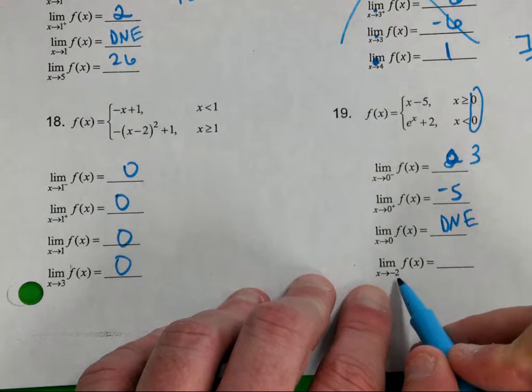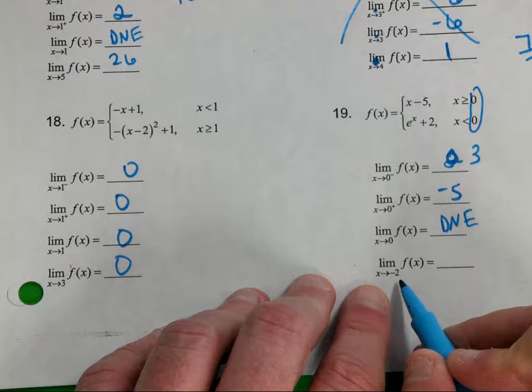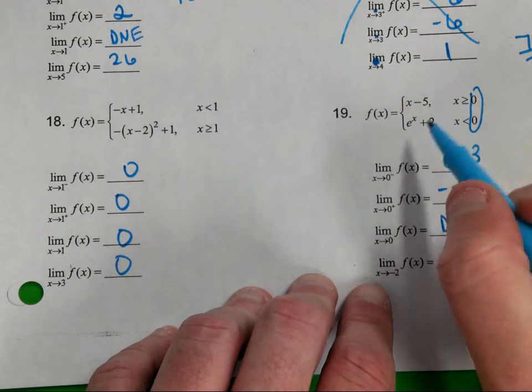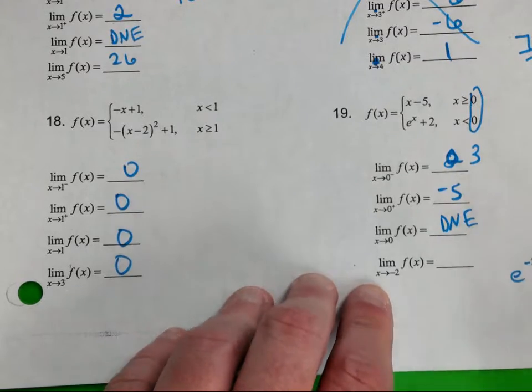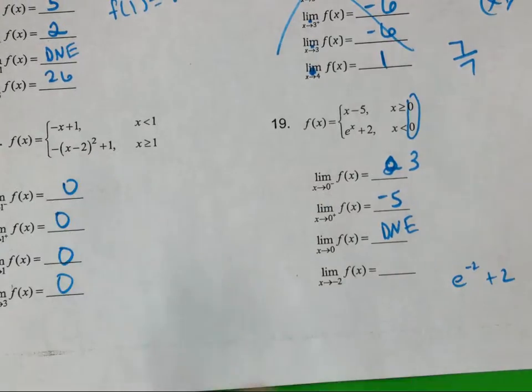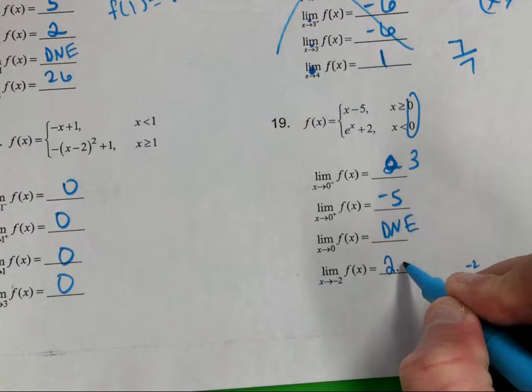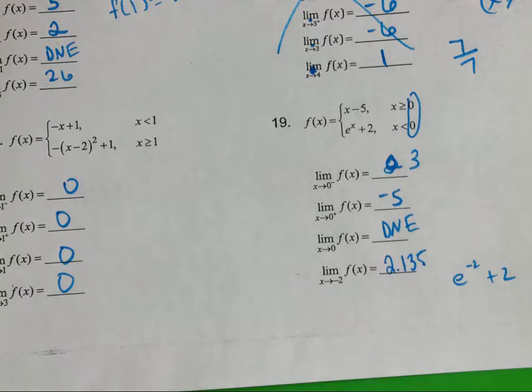Next, I want the limit as X approaches negative 2. Where would negative 2 fall, in what piece? On the bottom. Apply direct substitution. E to the negative 2 plus 2. I want you to do that in your calculator right there. Do 3 decimal places. What did you get? 2.135. Okay.